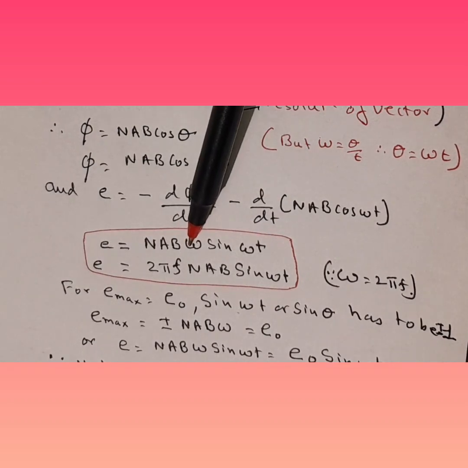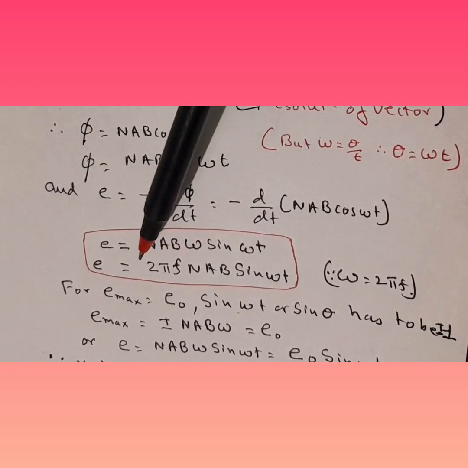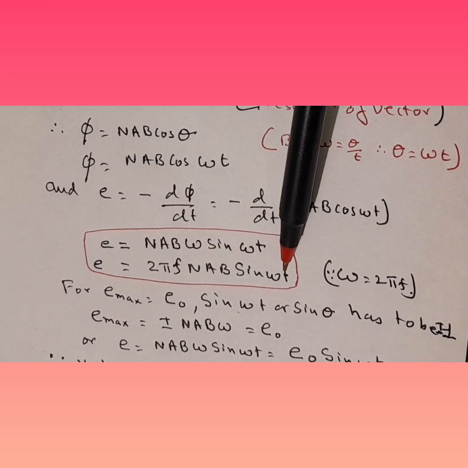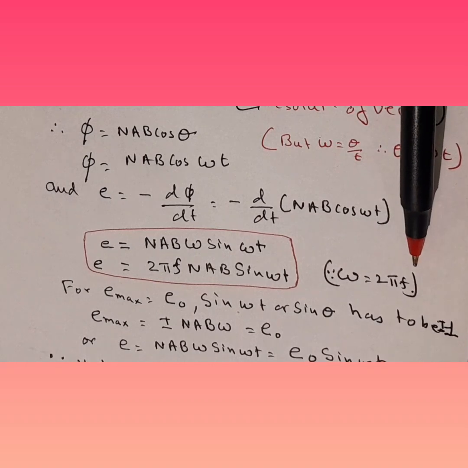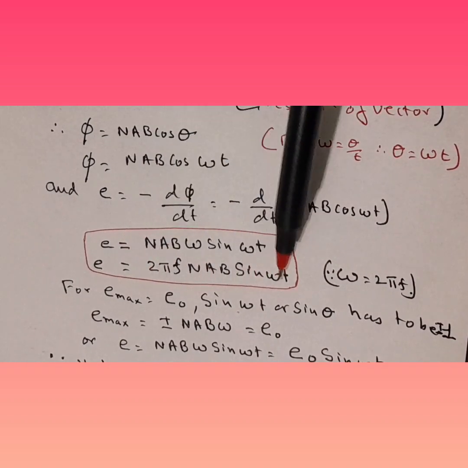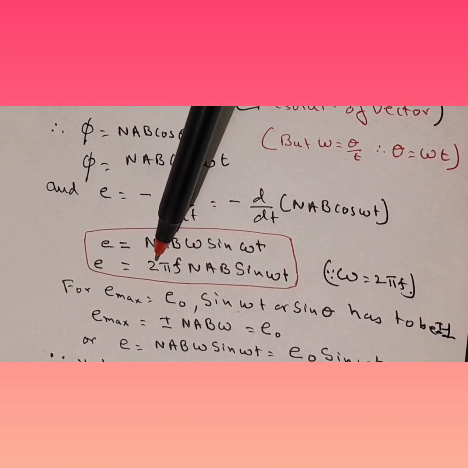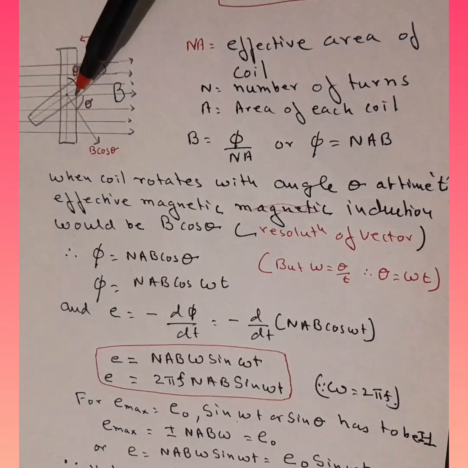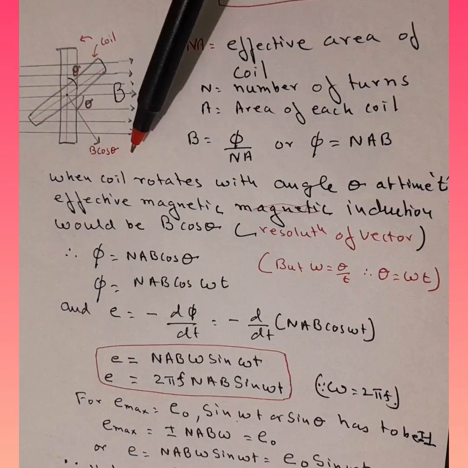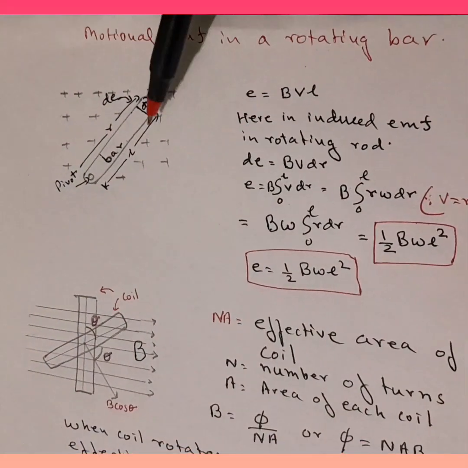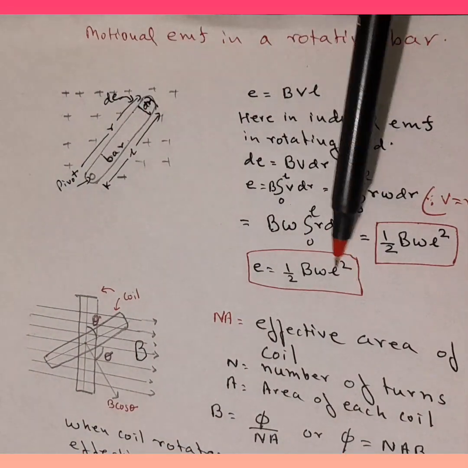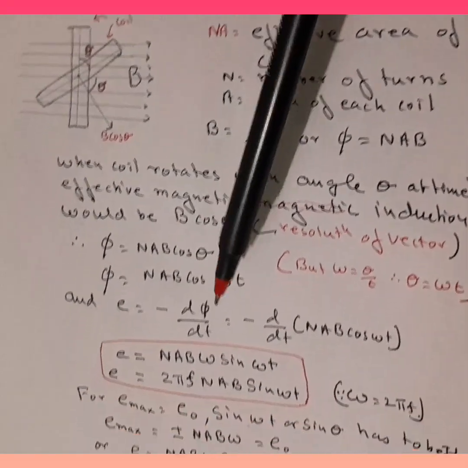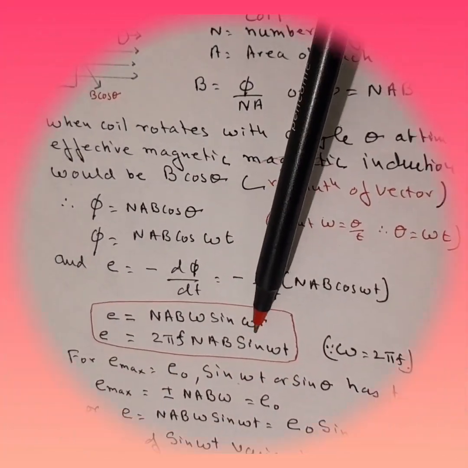Omega we also know is 2 pi f, or 2 pi by T. So it is 2 pi f NAB sin omega t, since omega is 2 pi f. So this is yet another formula for EMF when the coil is rotating. Earlier we saw a bar rotating, for which we got a different formula. Now we are seeing a coil rotating, so we get this formula.